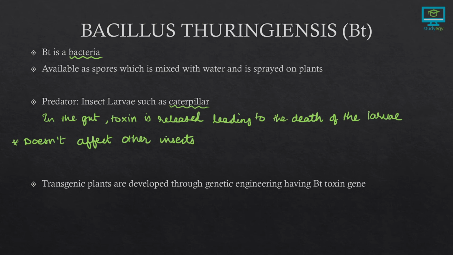So transgenic plants are developed through genetic engineering having the Bt toxin gene. What happens in these plants is they become resistant to insect pests. A gene is inserted, and this gene releases the same toxin which is responsible for the death of the larvae. An example of this transgenic plant is Bt cotton.